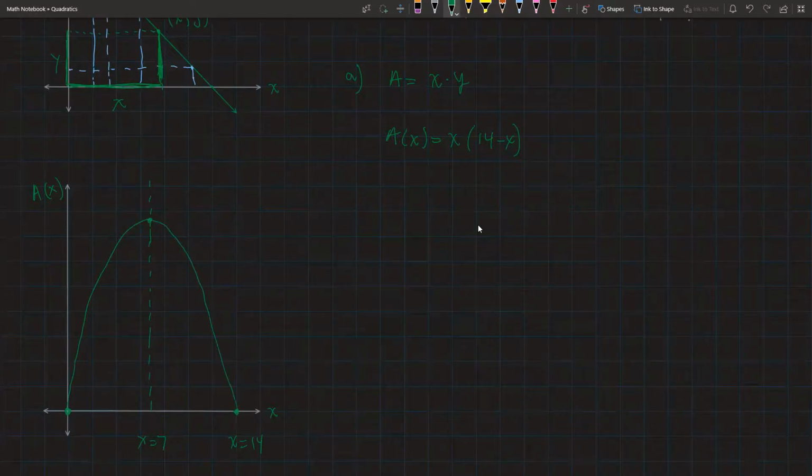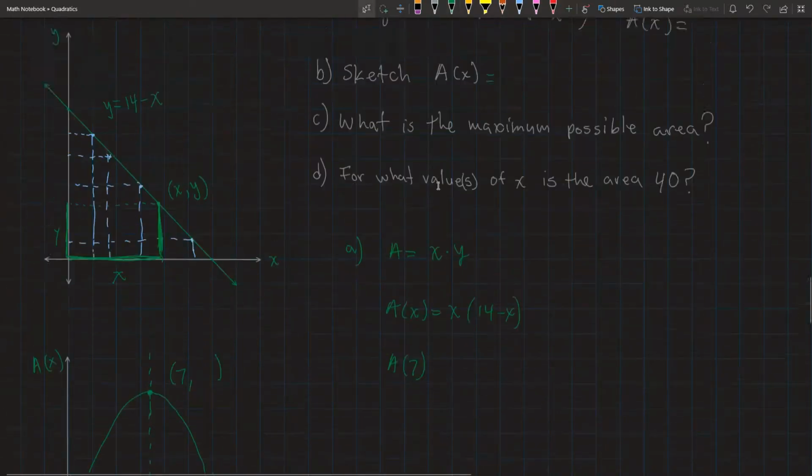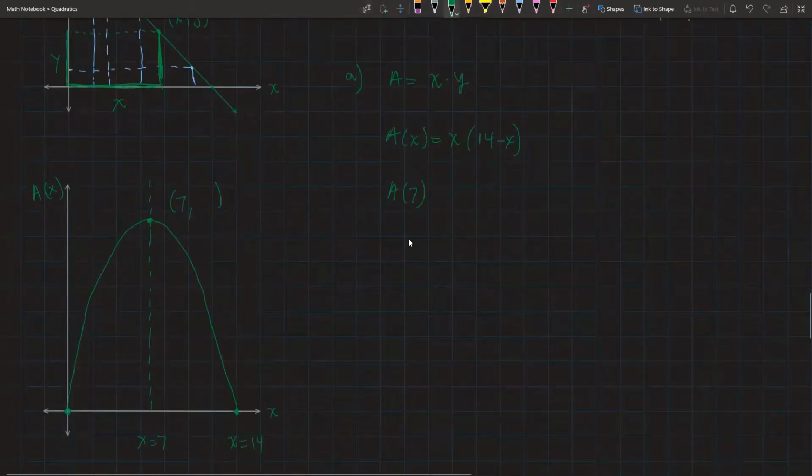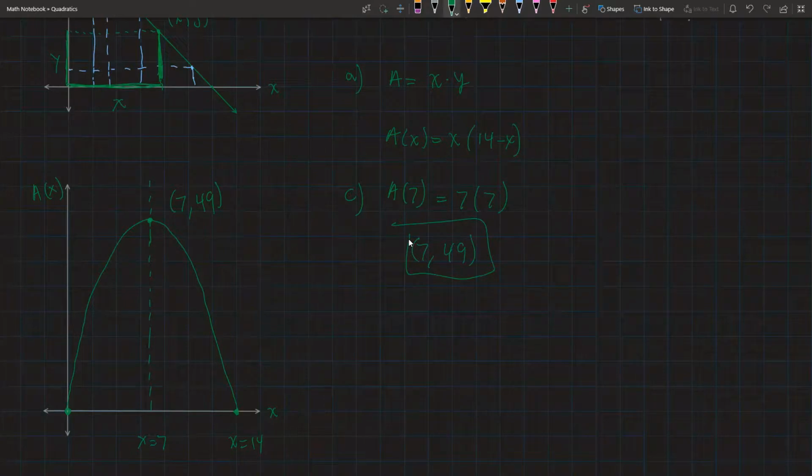And we know the maximum area occurs when x equals 7. What is going to be that area? The area when x equals 7. And I think that's letter C because we already sketched the graph. Area when x equals 7 is 7 times 7, which is 49. 7 comma 49. Maximum area is 49 when x equals 7. Boom. Look at how easily we were able to solve this calculus problem.